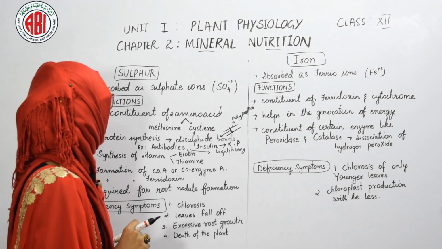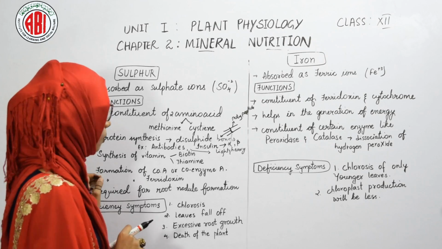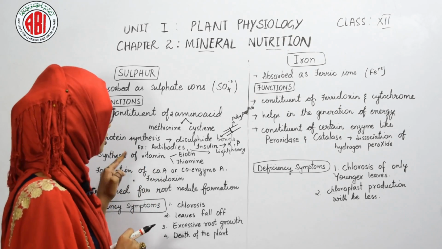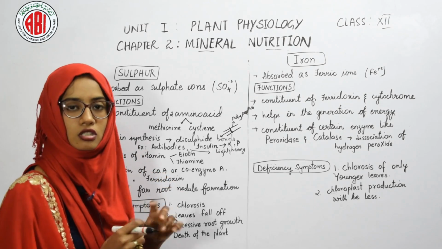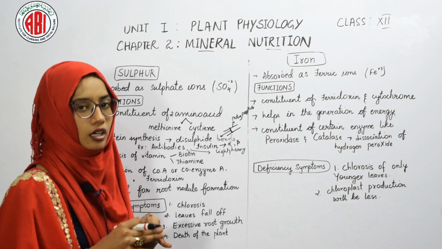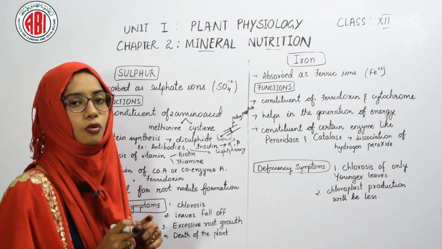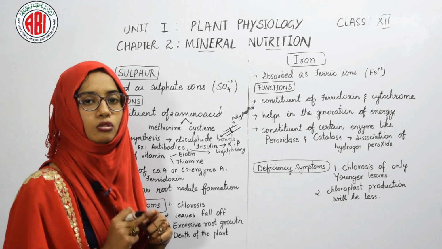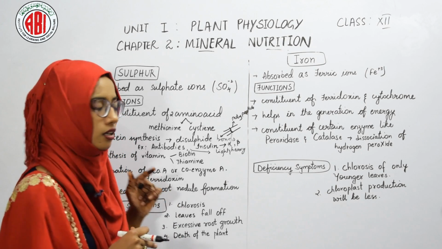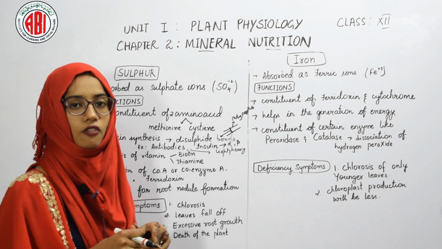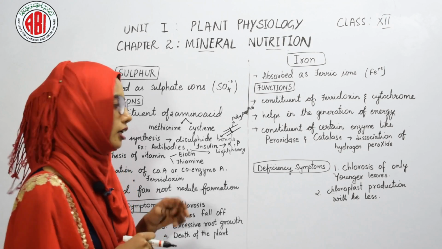This sulfur is also required for the formation of a substance called ferredoxin, and ferredoxin is a sulfur containing protein, which helps in the transportation of electrons, and due to the transportation of electrons, it also helps in the generation of the energy molecule called ATP.